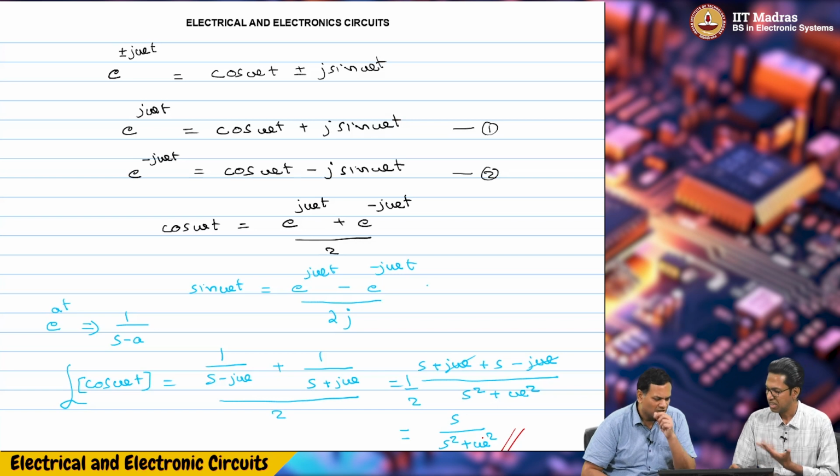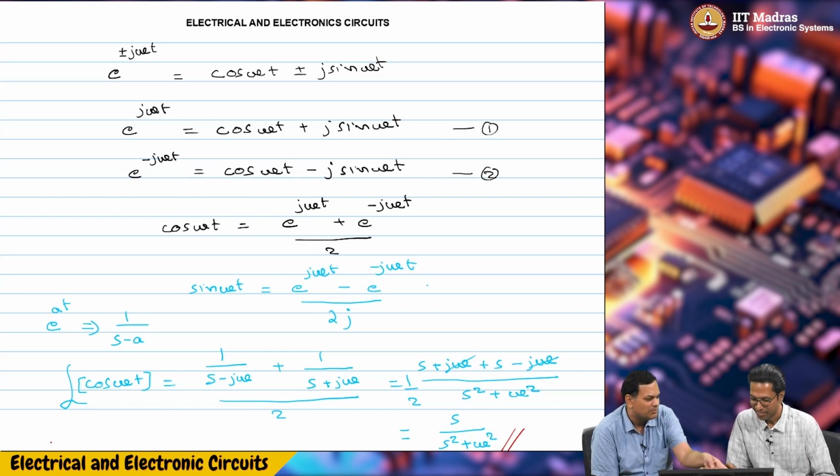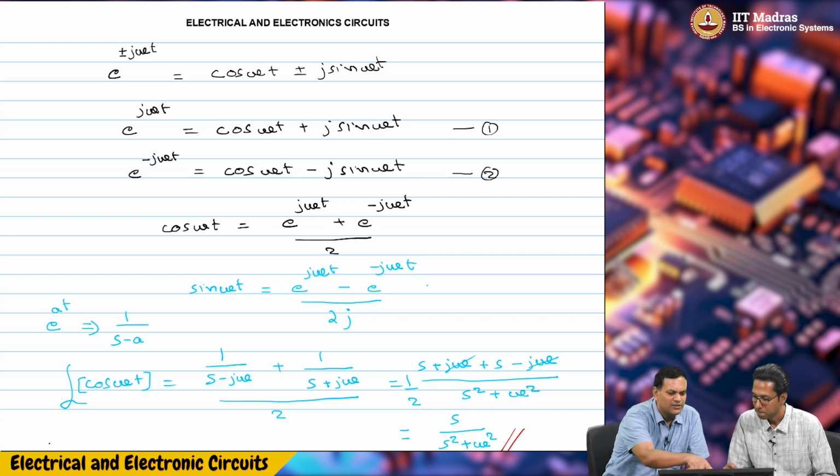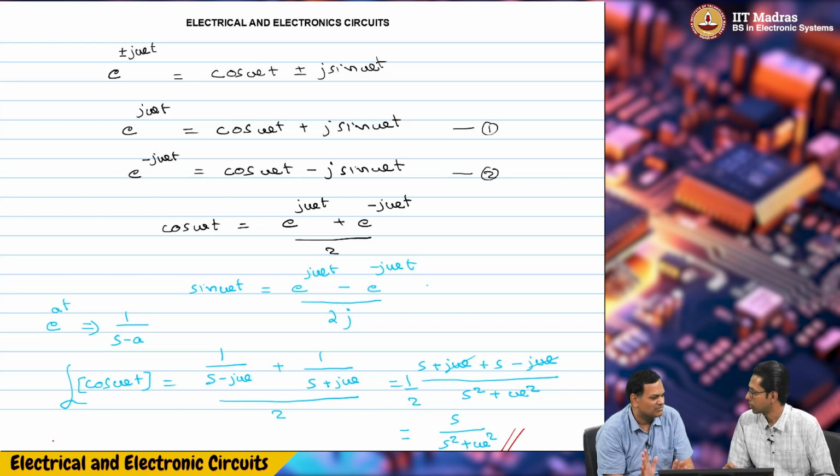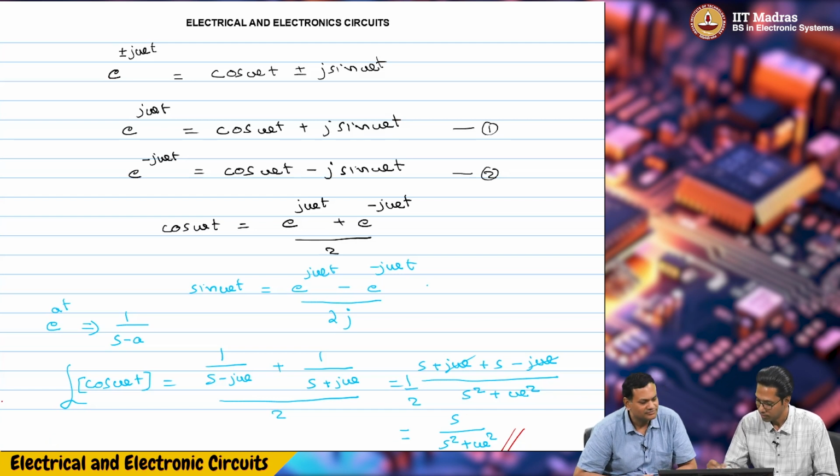We have used only two properties. We used e power at, and we also used that for the sum of these two functions, when you integrate, it will just give you the sum of the individual Laplace transforms. That's all we have done. So this is F(s) for cos omega t. Now we will do it for sine.